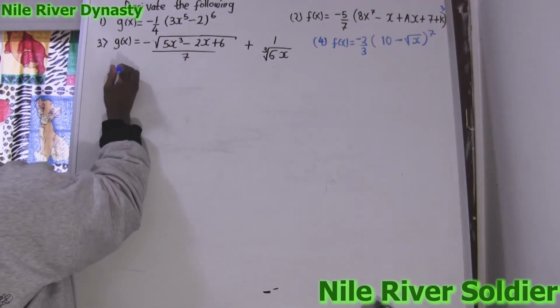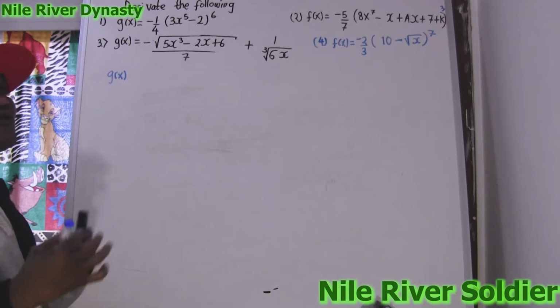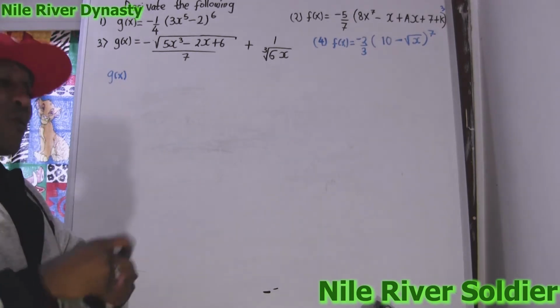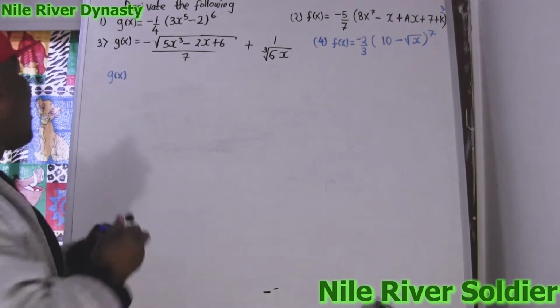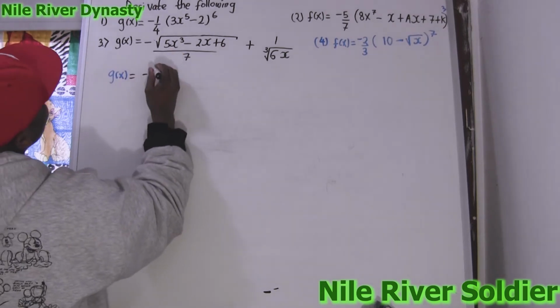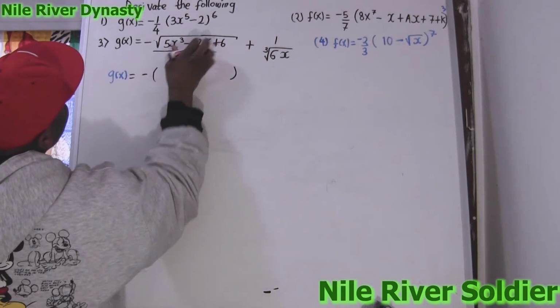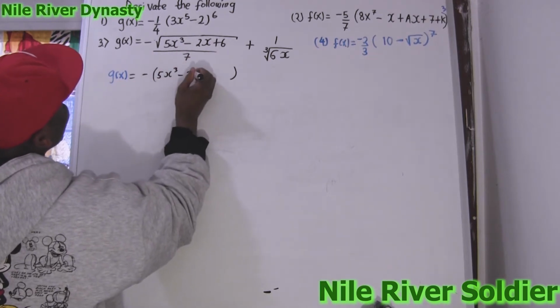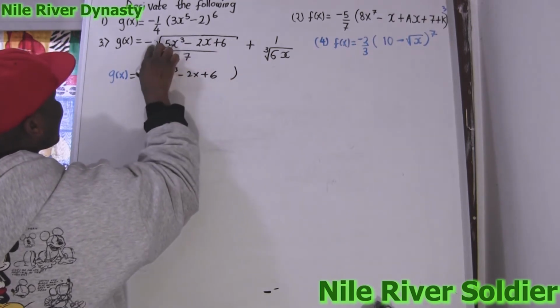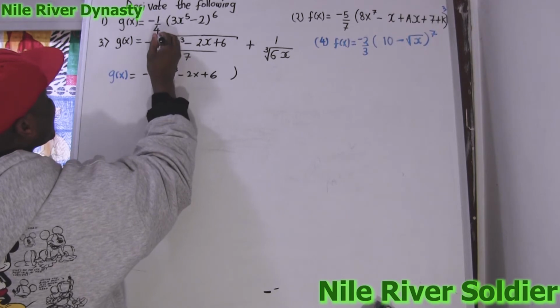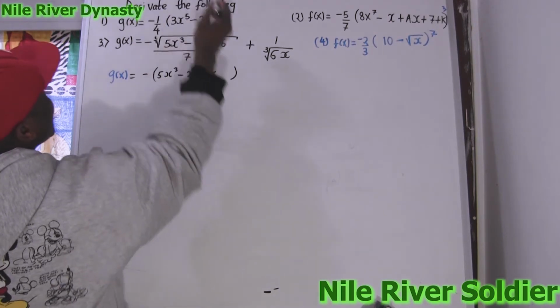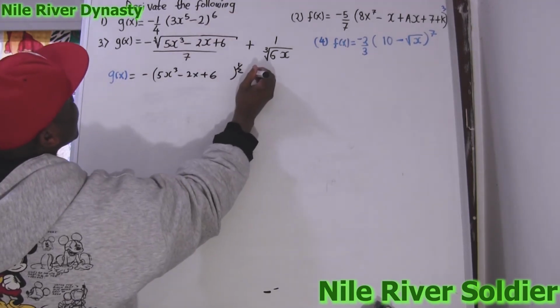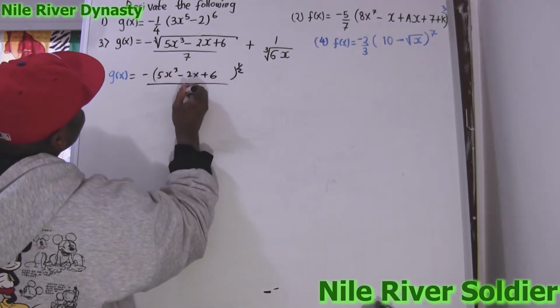So this is going to be g of x. I have not started differentiating yet. You cannot for now. Why? Because there's a root. So write it as an exponential power. So this is equal to negative, and then bracket, I'll write exactly whatever is in here: 5x squared minus 2x plus 6. And then the root has an invisible 2, which is like 1 over 2. Now all of this over 7, and then we add the next term.